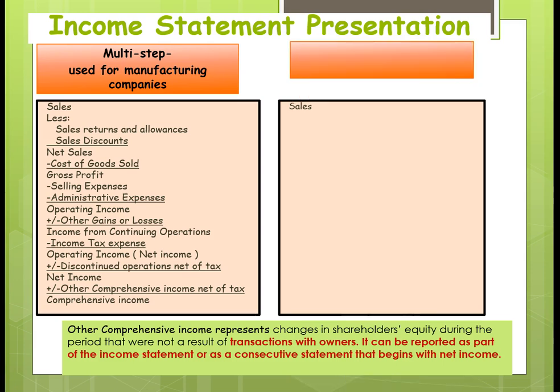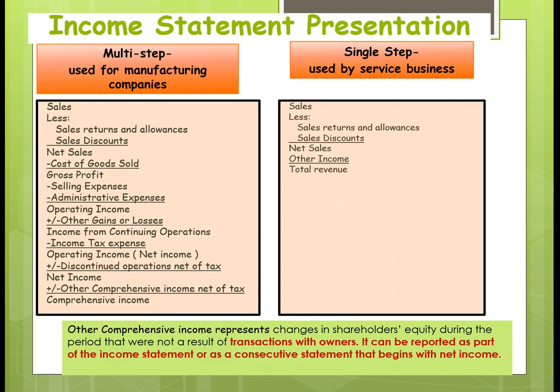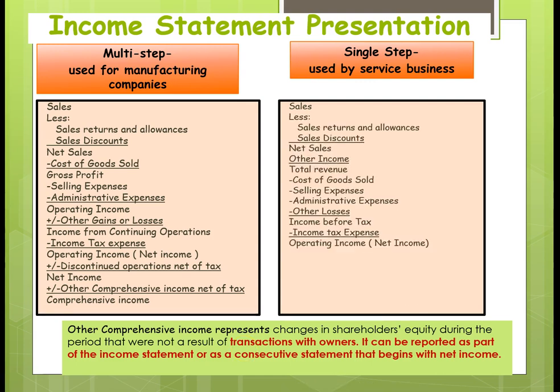Now, then we have a single step, which is used by a service business. It would look like this. We would include all the revenue together. You'd still do net sales. We would include all the revenue. But we would still isolate out discontinued operations and other comprehensive income.